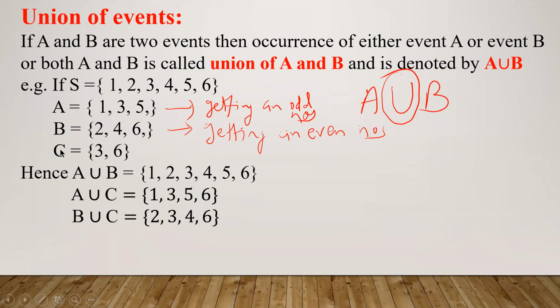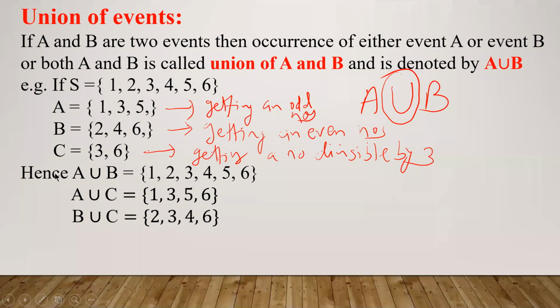I have taken another event C as getting a number divisible by 3, or a multiple of 3, any way you can call it. I know what are the numbers divisible by 3 from 1 to 6. They are 3 and 6. So my event C is 3 and 6. So I have taken these 3 events.